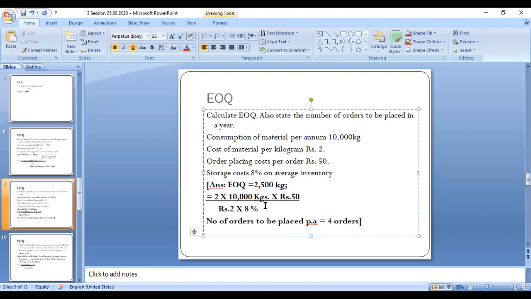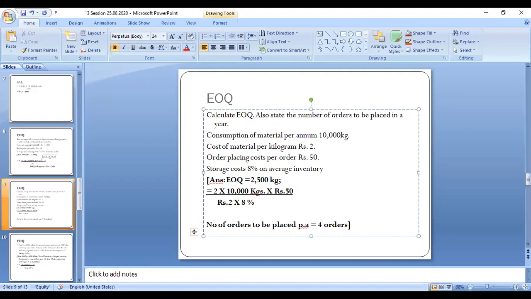If you do these things, you will get the answer. On your calculator, 2 into 10,000 annual requirements into 50 cost of placing and receiving an order, divided by rupees 2 into 8%, which is 0.16. Then you put it into the root. You have to remember the root, since on the slide I cannot put the root. The answer will be 2,500 kilograms.